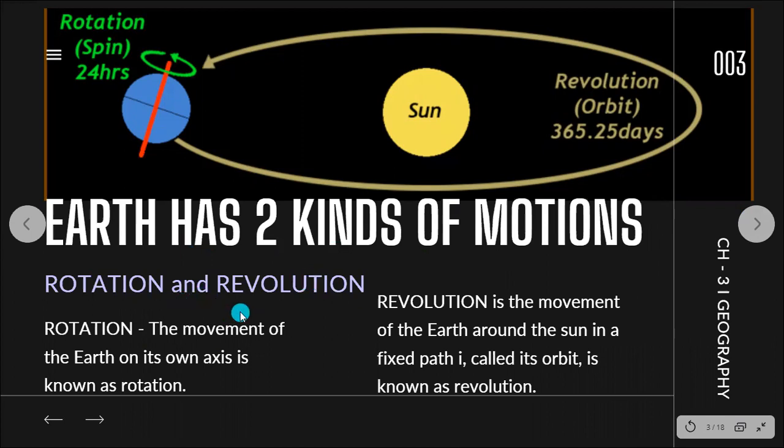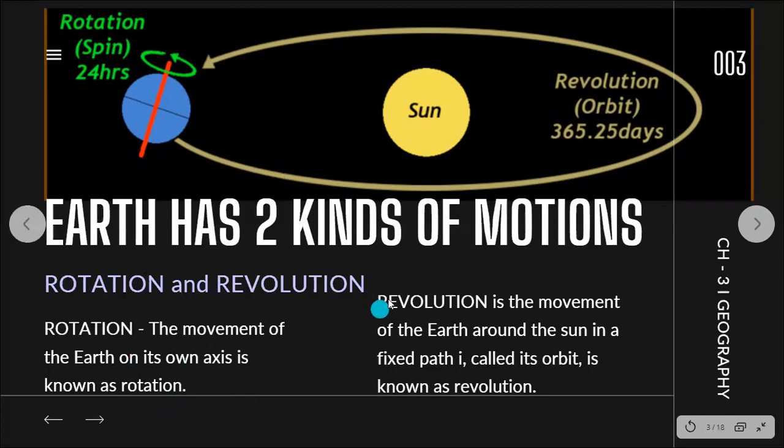Rotation and revolution. Now rotation of earth on its own axis is known as rotation. Can you all see this red line? This is our earth's axis, which is tilted at 23.5 degrees. If you all remember, we studied this previously. So this axis of the earth on which the earth rotates happens to be tilted at 23.5 degrees, right? So the movement of the earth on its own axis is known as rotation.